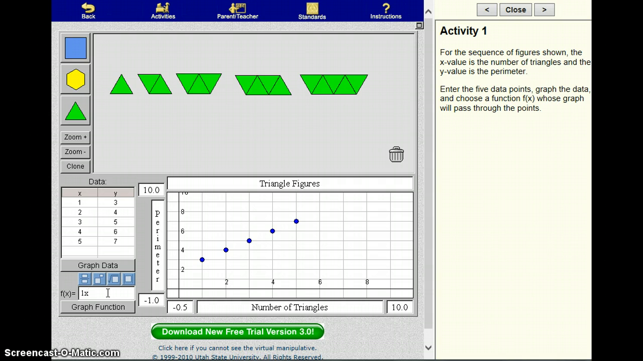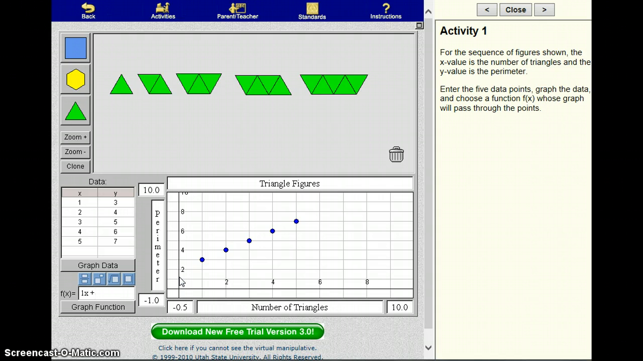1x, because there's a constant change of 1, plus, and we need to know where we would start with this. If there were no triangles, what would be the perimeter?